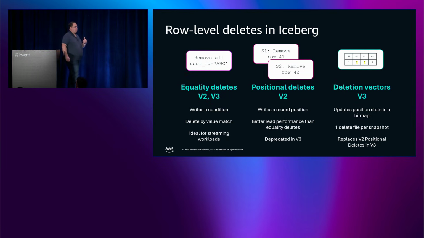So instead of writing positional delete files, deletion vectors is updating the values on a bitmap and then persisting that bitmap to disk in the form of a puffin file. So there's a slight nuance to that. It's still positional deletes, but it's in a much more optimized format with deletion vectors.